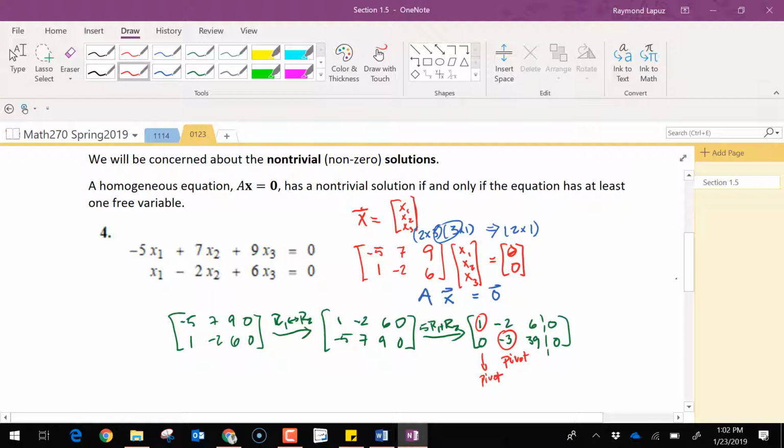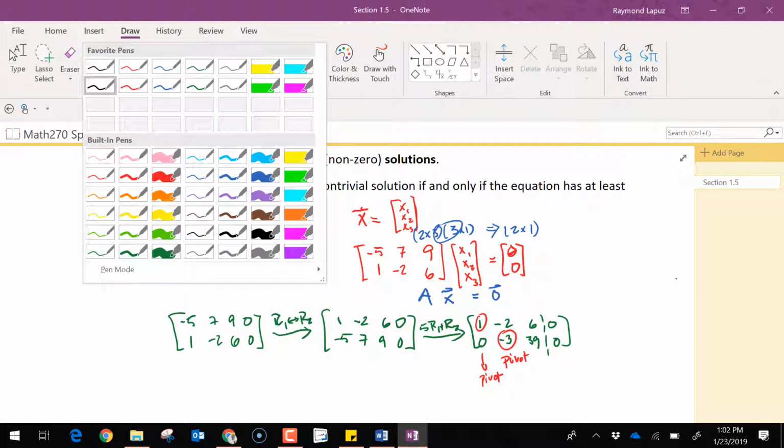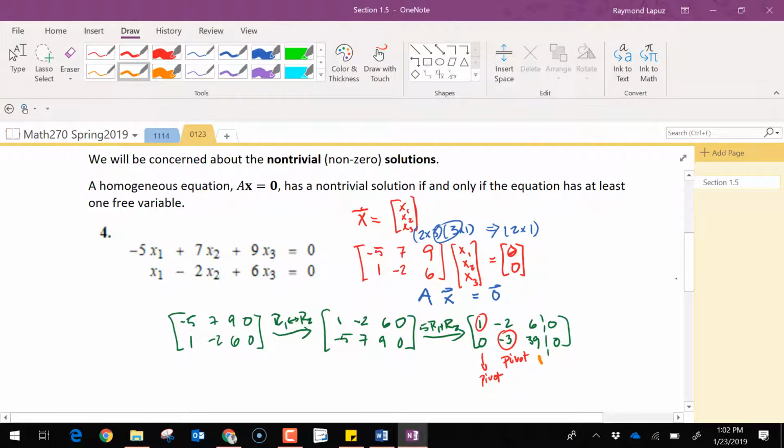I need an orange or something. Let's see if I can find orange. Well, I wouldn't call the -3 a pivot itself. I would call the second column a pivot column. So we're looking at the columns when we're identifying pivot columns. So we have a pivot column in the first and second. And then the third is also something to make note of.